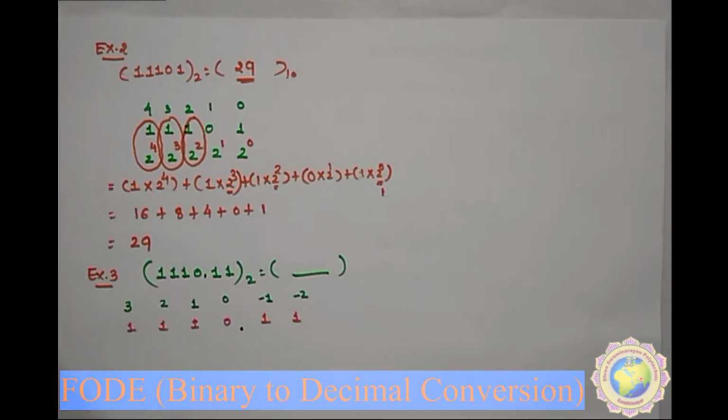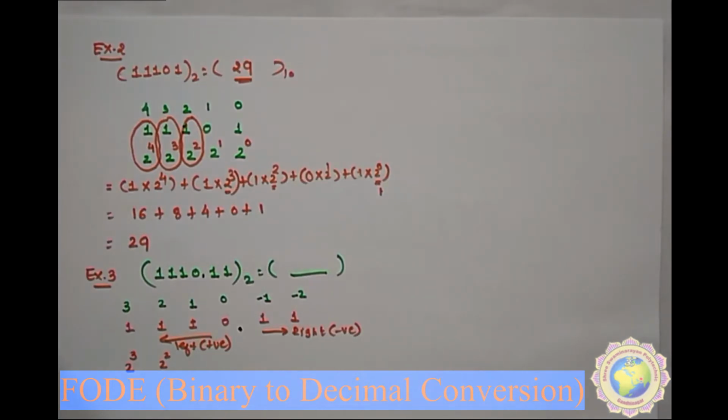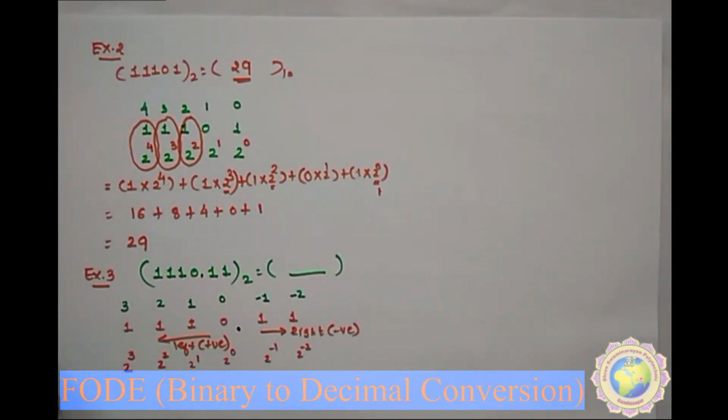Okay, so from the point, on the right side put negative numbers, on the left side put positive numbers. So put here 2: 2 raised to 3, 2 raised to 2, 2 raised to 1, 2 raised to 0, 2 raised to -1, 2 raised to -2. So here 2 raised to -1, here 2 raised to -2.